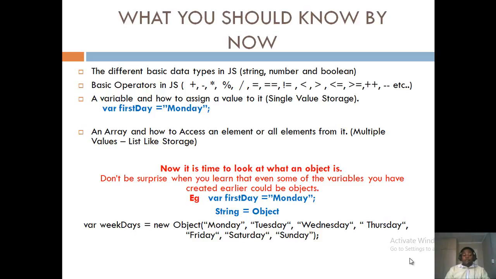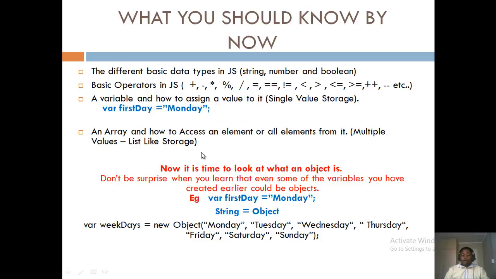Now, last but not least is understanding the use of variables and how we assign values to variables. And remember, the most important thing to keep in mind is that we can only keep one value inside a variable. That is what we call a single value storage. And here's an example of a simple variable, that is var firstDay, and we have assigned the value Monday, which is of string type. You can see it inside the quotation marks.